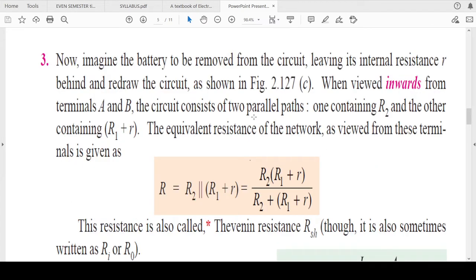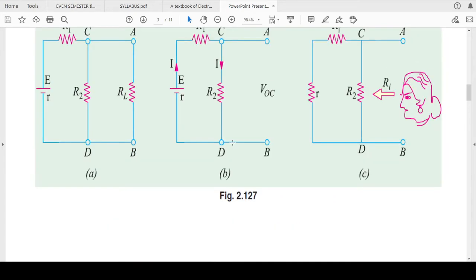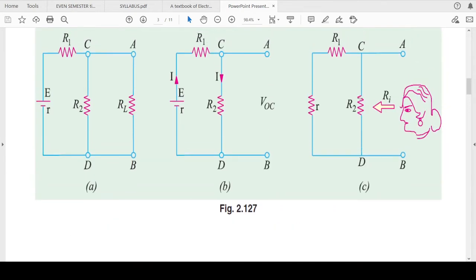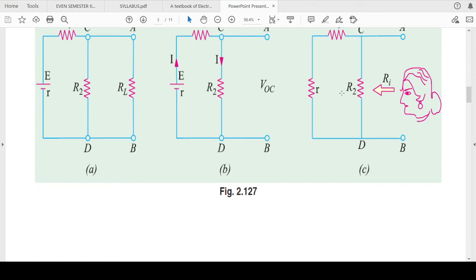The third step is, now imagine the battery to be removed from the circuit, leaving its internal resistance behind, and redraw the circuit as shown in the third figure. Now when you view this inwards from terminals A and B, the circuit consists of two parallel paths, one containing R2 and the other containing R1 plus R. So the equivalent resistance of the network as viewed from these terminals is given by R2 parallel R1 plus R, which is R2 into R1 plus R by R1 plus R2.